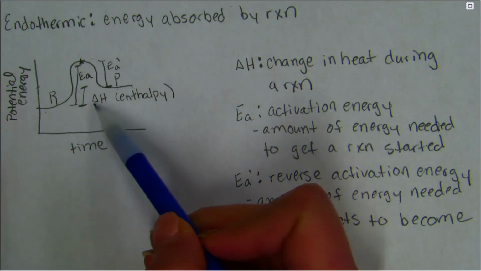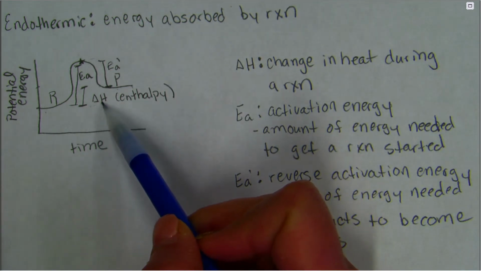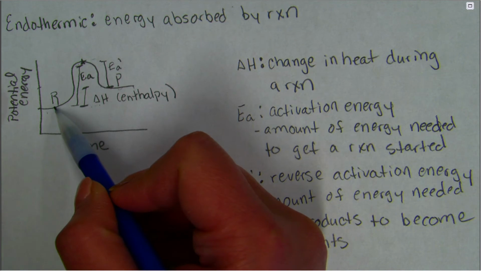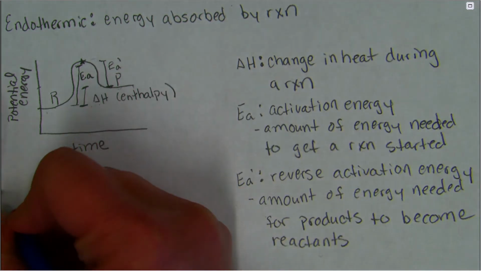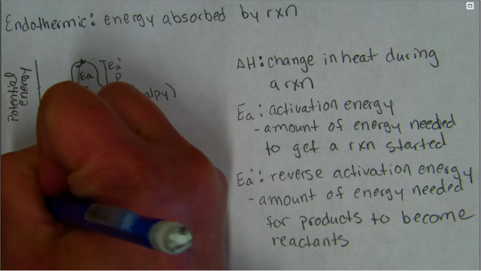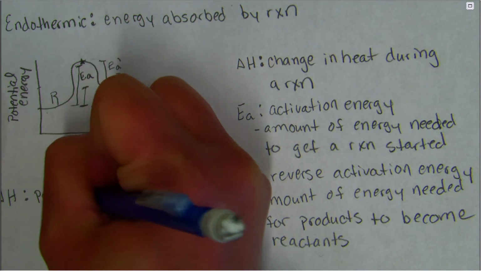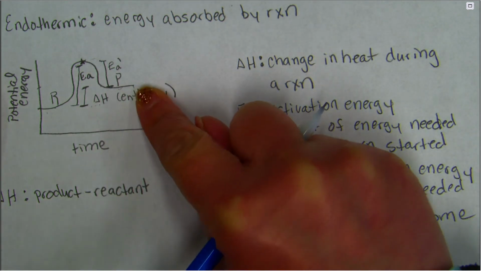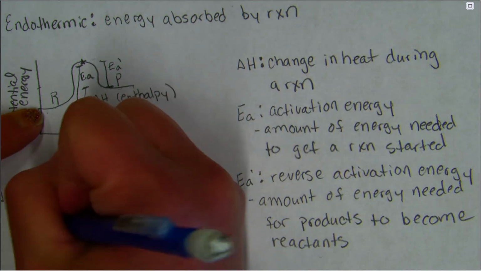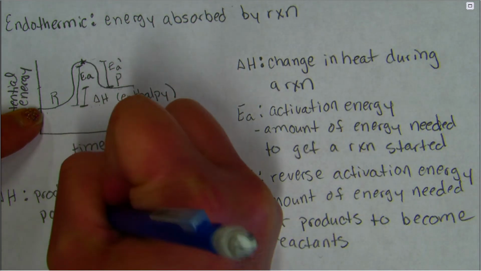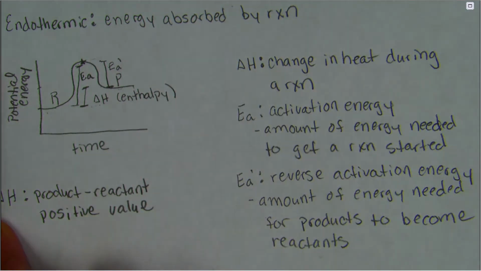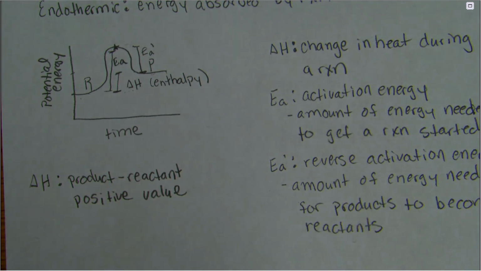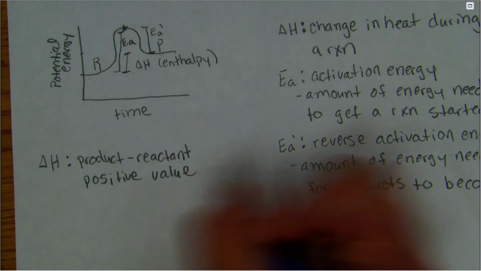And you'll notice here our delta H value in an endothermic reaction. Delta H is found by taking our products and subtracting out our reactants energy. So if our products have more energy in the end than our reactants, it will give us a positive value. So the delta H of an endothermic reaction is going to be a positive value. Consequently, on the other hand, we also have exothermic reactions.